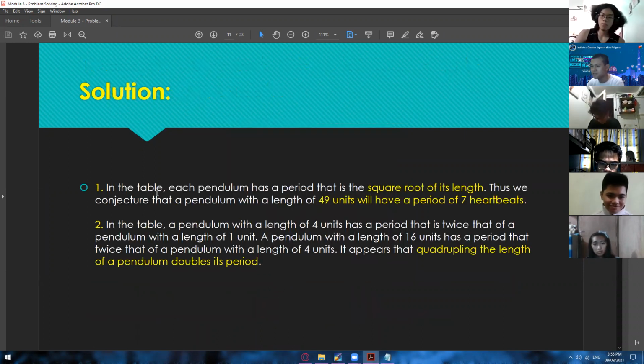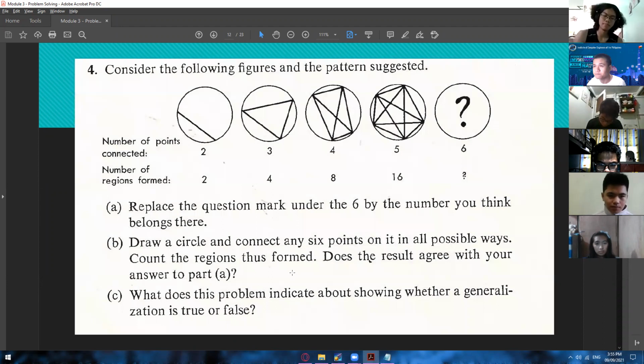Anyway, so here is the solution. So here are the explanations for number 1 and then for number 2. Okay, so quadrupling the length of a pendulum doubles its period. Okay. So let's answer this one.